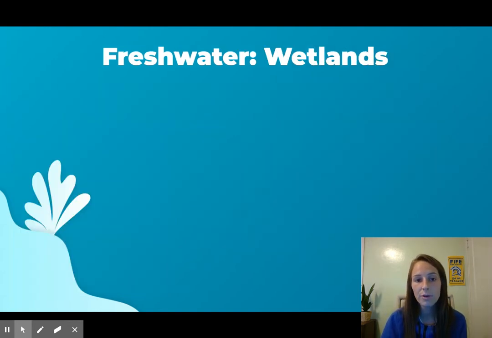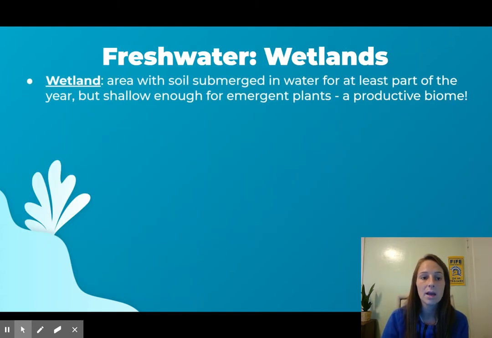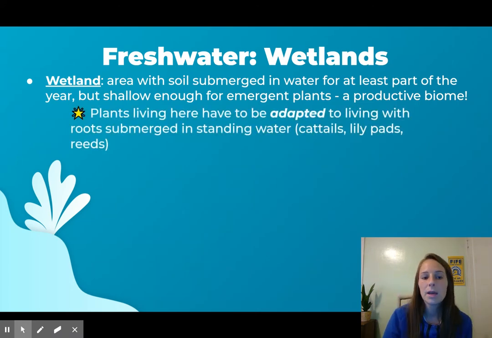Now, another type of freshwater that we have are wetlands. And wetlands are going to be areas where the soil is submerged in water for at least part of the year. But it's still shallow enough that you have those emergent plants that can come up. And since you have a lot of these emergent plants, it's going to be a pretty productive biome. Now, remember that the plants here have to be adapted to living with the roots submerged.